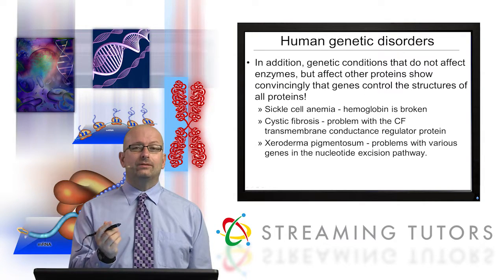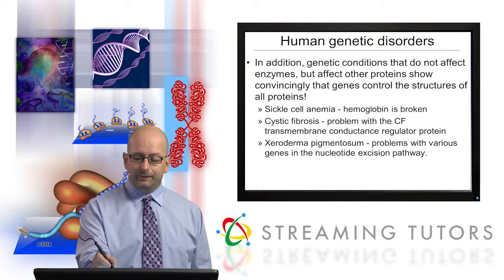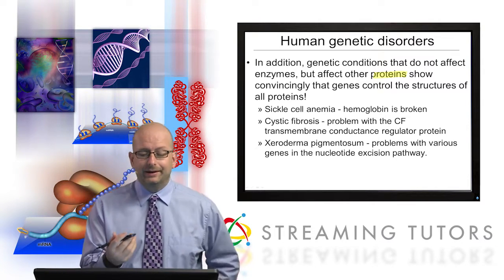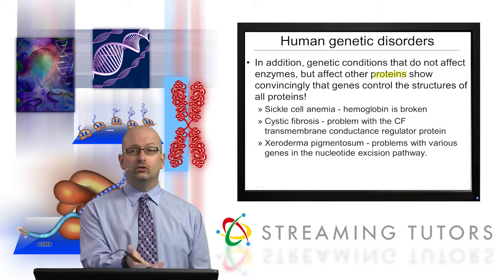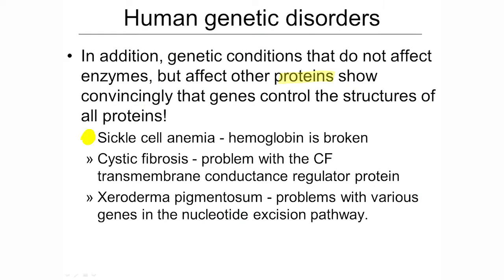Now also, we already said it, but I just want to prove to you, it's not just about enzymes. There are other genetic conditions that affect non-enzyme proteins, and that really shows convincingly that it's not just one gene, one enzyme. It's one gene, one protein. We've already said really one polypeptide. But for example, in sickle cell anemia, there's a problem with hemoglobin. It folds improperly, it causes red blood cells to take on an aberrant shape, and that hemoglobin is the one protein. Hemoglobin is actually made up of 4 polypeptides of 2 types. So the problem is in the beta subunit, the gene, the protein.